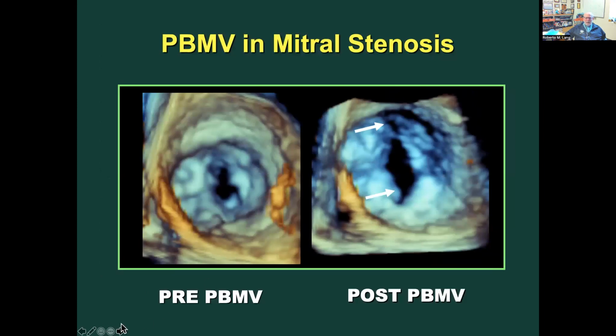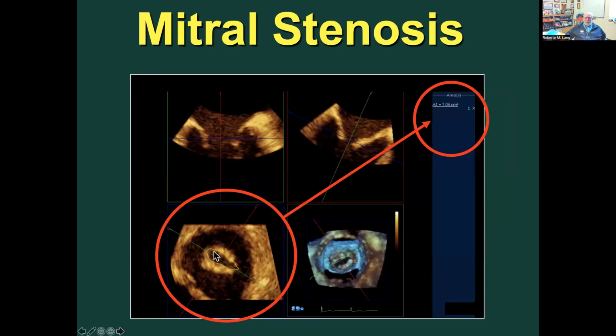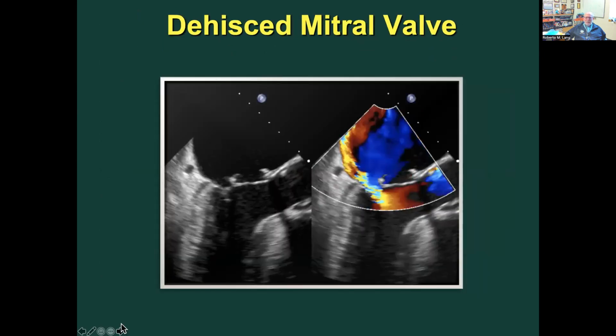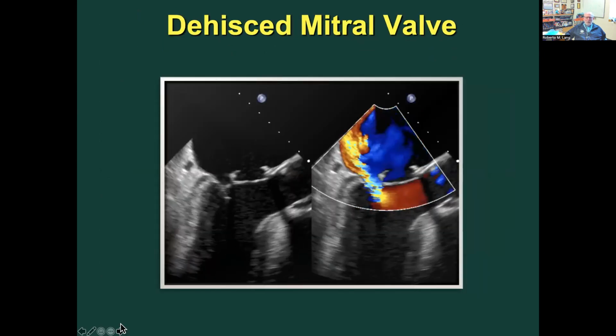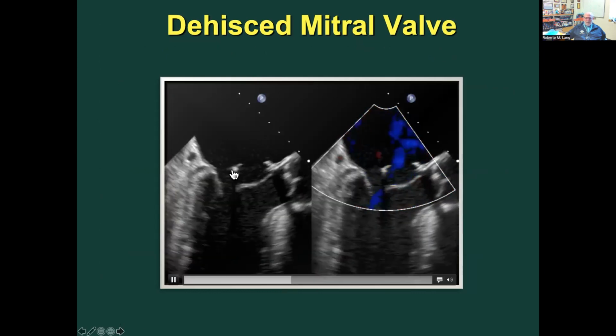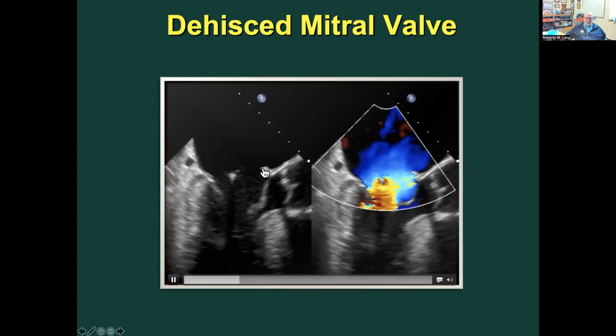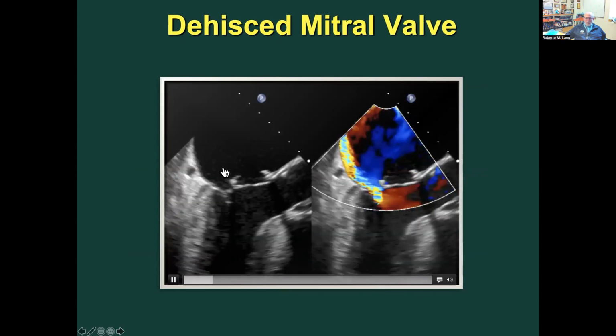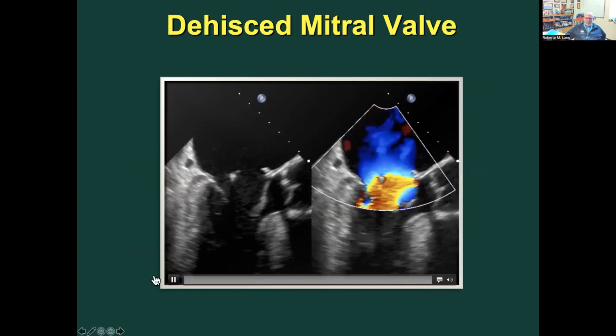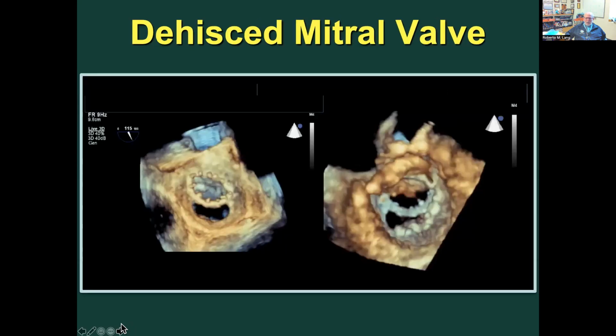And using 3D echo, we can do the most accurate measurement, because with 3D echo you can actually orient yourself perpendicular to the tip of the valves with no assumptions regarding the geometry. Let me show you, all of you would have made the diagnosis here. We see that this patient has a bioprosthetic mitral valve, and there is a very large perivalvular leak, as can be seen in the color.